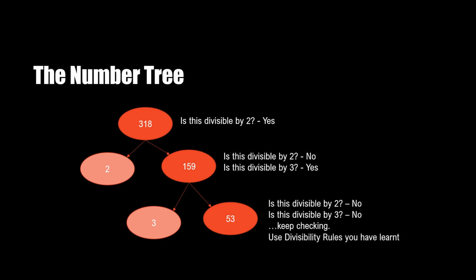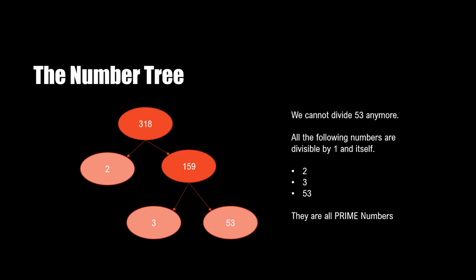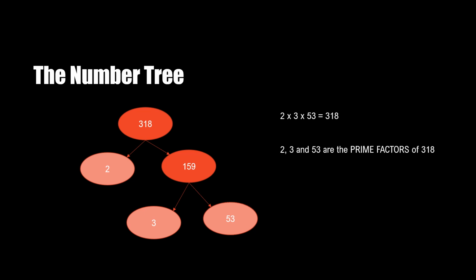After that, we check 53. Is this divisible by 2? No. Is this divisible by 3? No. We will keep on checking with all the other prime numbers, 5, 7, and we use all the divisibility rules that we have learned. We find out that we cannot divide 53 into any smaller numbers. So, all the numbers 2, 3, 53, they are divisible only by 1 or by itself. So all these three numbers are prime numbers.